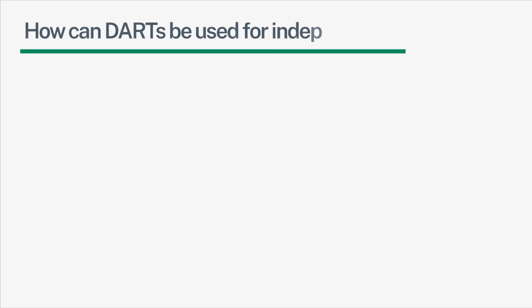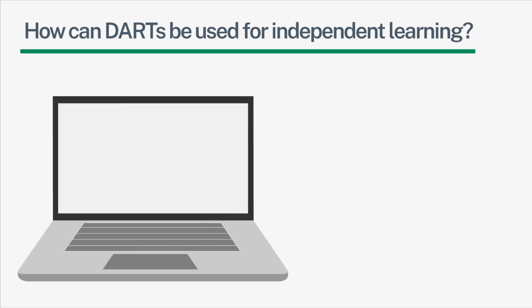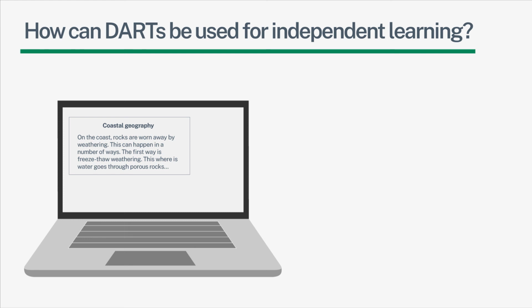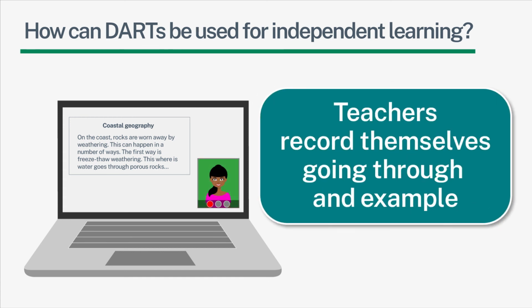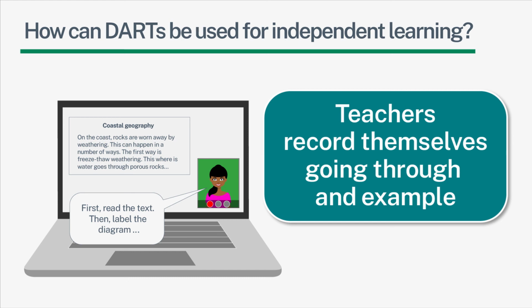How can DARTS be used for independent learning? To adapt this for independent learning, teachers could send the text and instructions to learners via an online learning platform. To help learners understand the instructions for the task, the teacher might want to record themselves talking learners through an example of what they want the learners to do first.